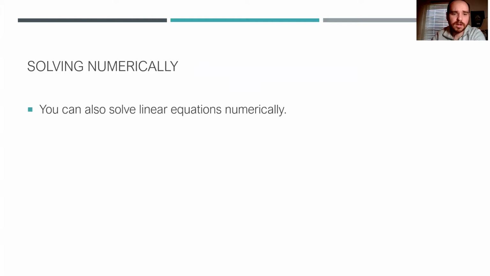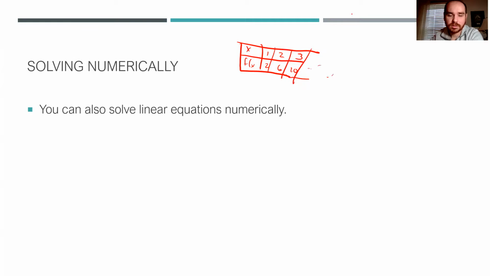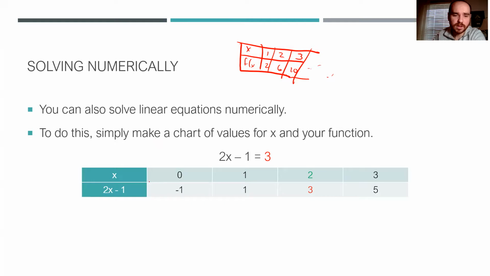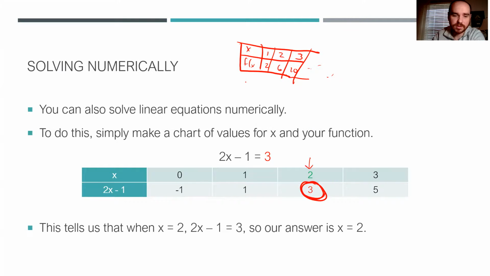So to solve numerically, remember that numerical answers to things look like this: x, f of x, and then you've got a bunch of different values, like (1, 2), (2, 6), (3, 10), etc. And these go on and on and on. So solving numerically, all we do is simply make a chart of values for x and your function. So 2x minus 1 equals 3. So what we do here, we have x, then 2x minus 1, and we look for where 2x minus 1 is equal to 3, which is here. And so that means that this is our x value at our solution.